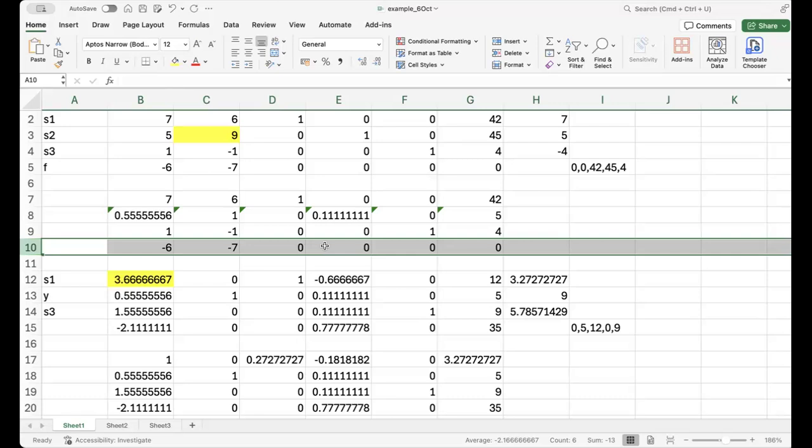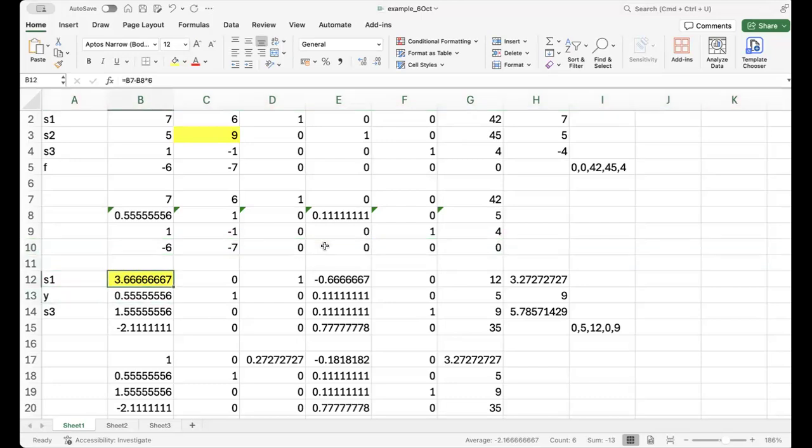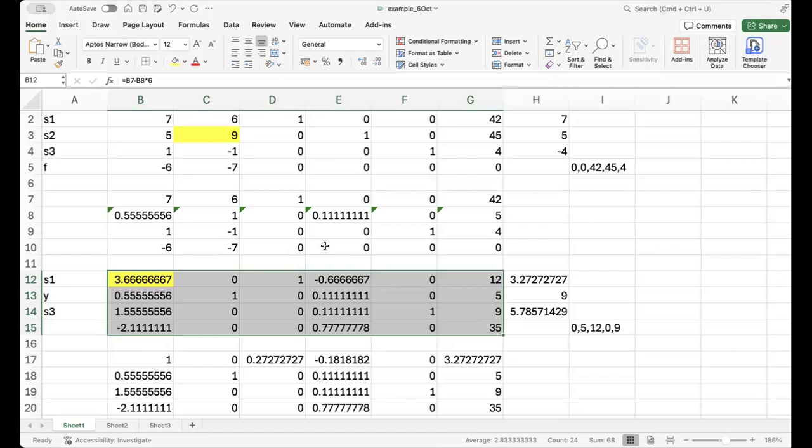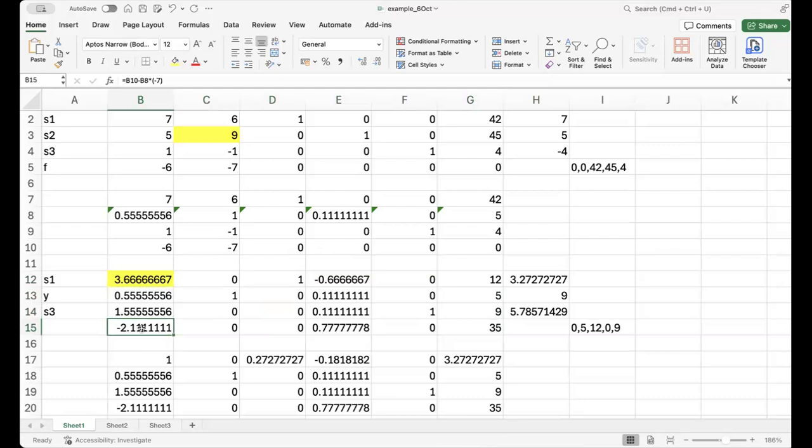Do it, repeat it. Try to do it by yourself and you will understand the algorithm. And then you will get this table. Once you obtain this table, it's not finished yet, because we still have a negative coefficient.